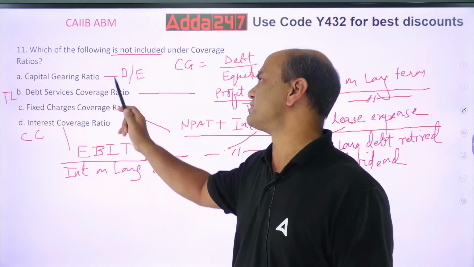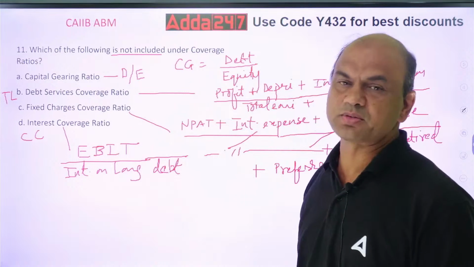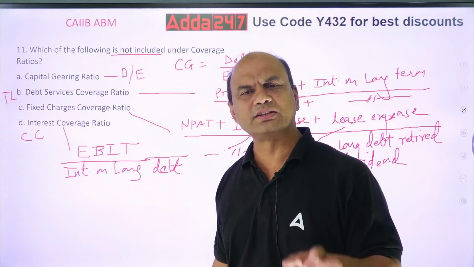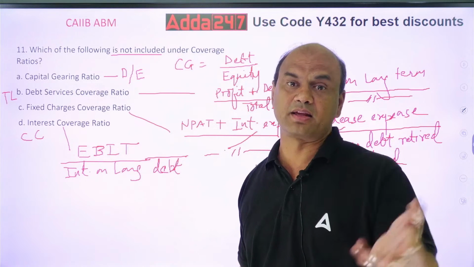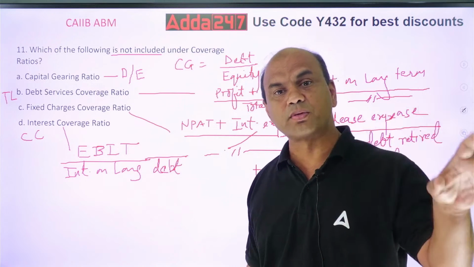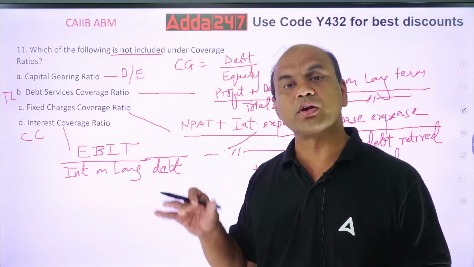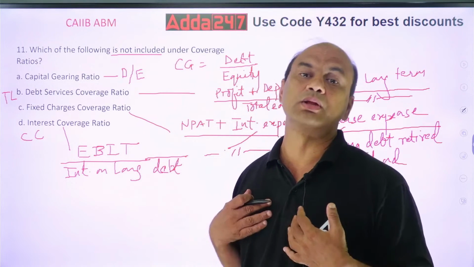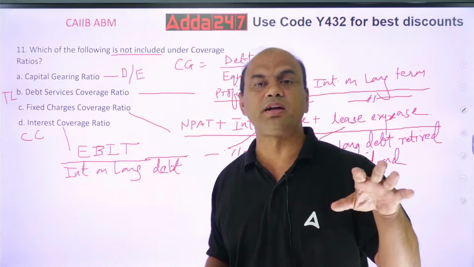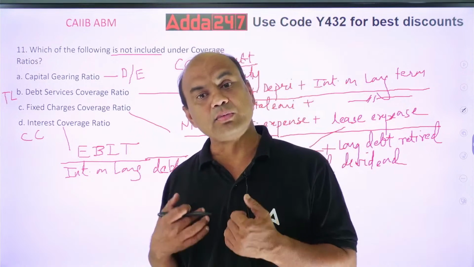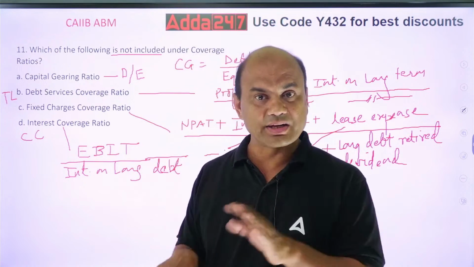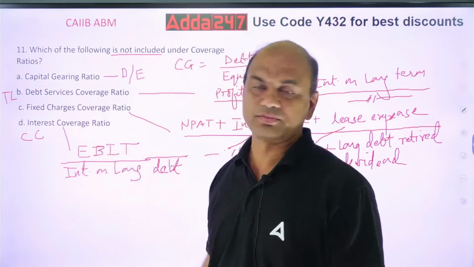Capital gearing ratio. So capital gearing ratio means what? You can call it debt equity ratio. What is my loans from outside upon what is my own money. How much loan have I taken from the bank and how much money I am having on my own. So that ratio is known as capital gearing ratio.